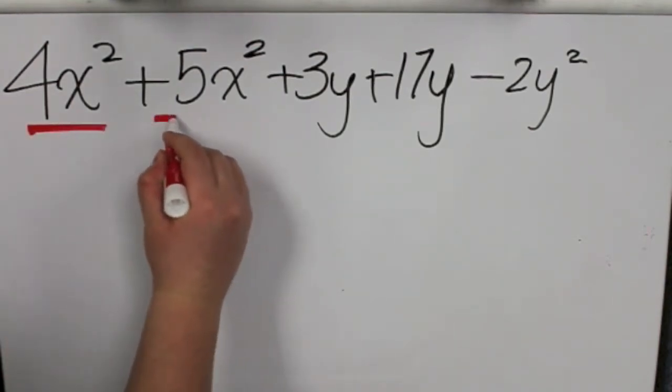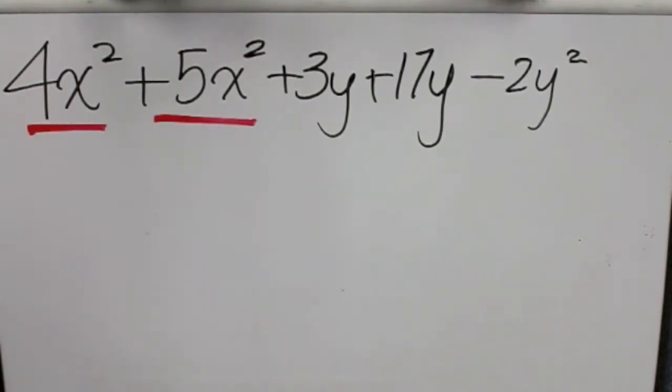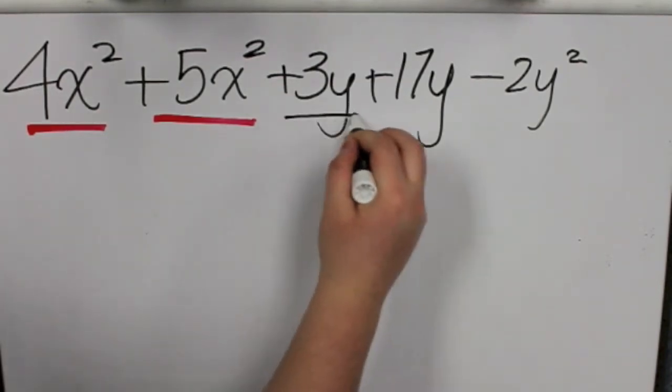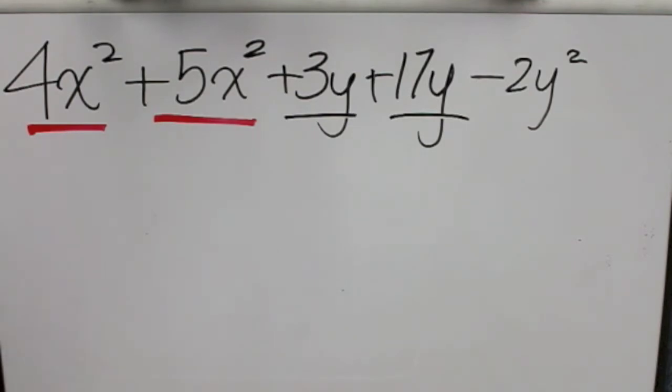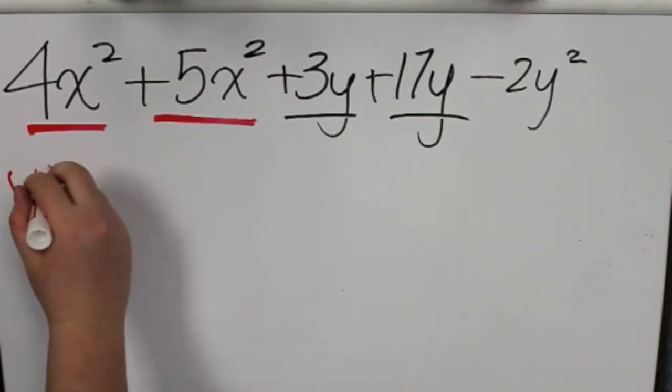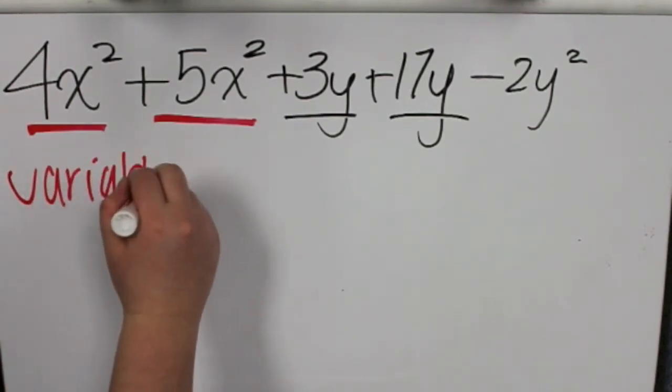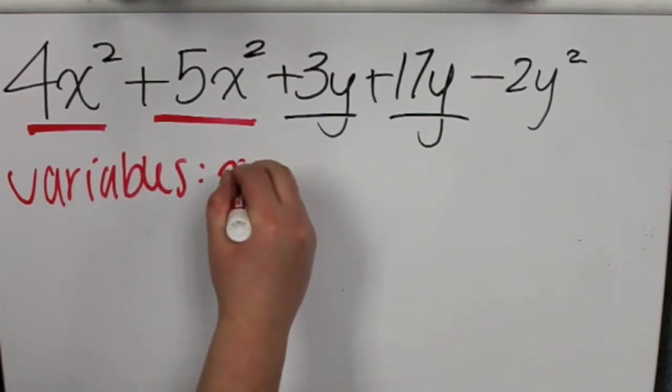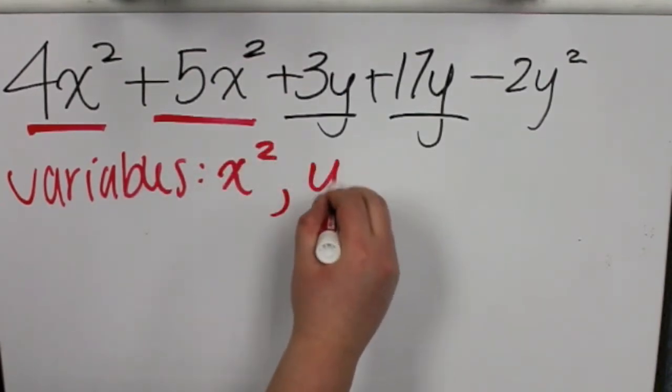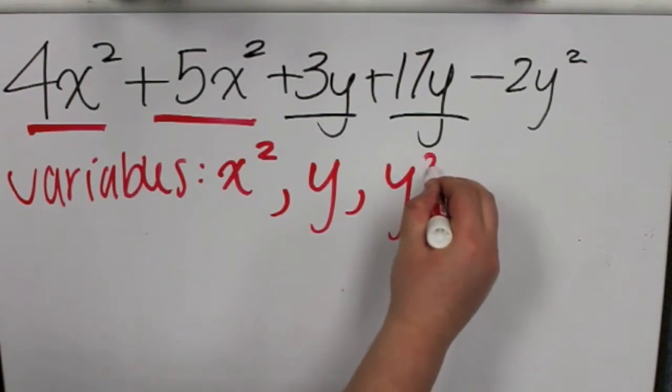Alright, so we're going to look at our variables. We have 4x squared and 5x squared, which have the same variable, and we also have 3y and 17y, which have the same variable, y, and we have 2y squared on the end. So let's just write down our variables as usual. We have x squared, y, and y squared.